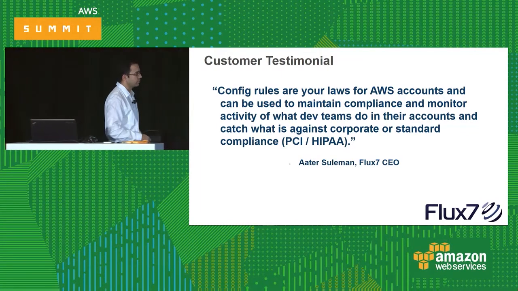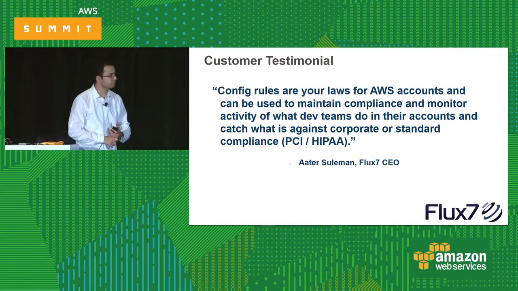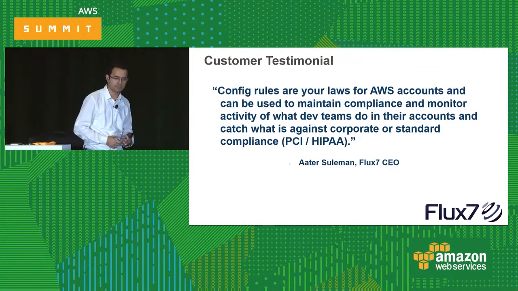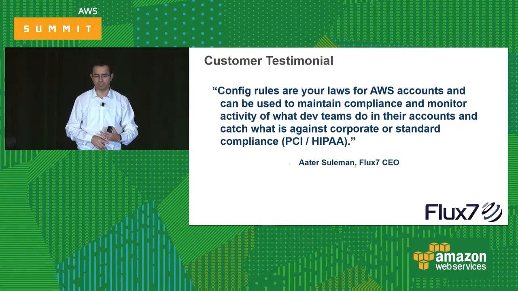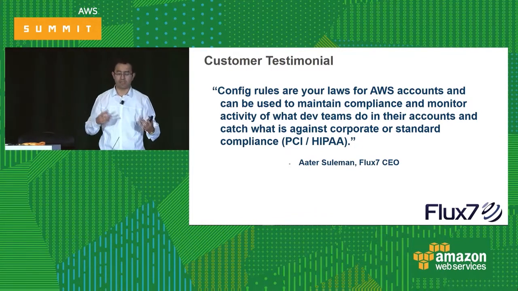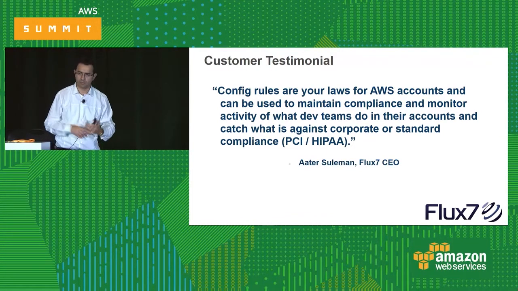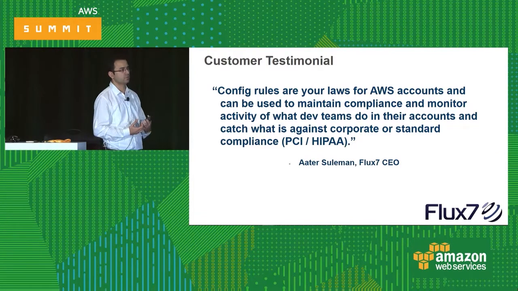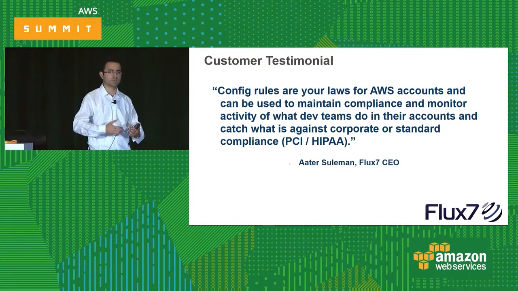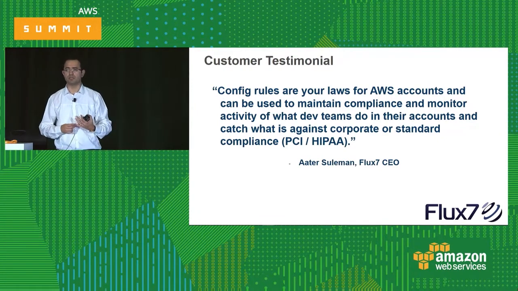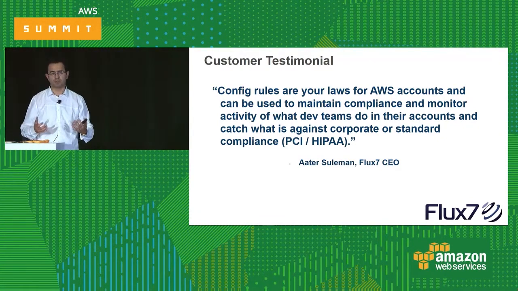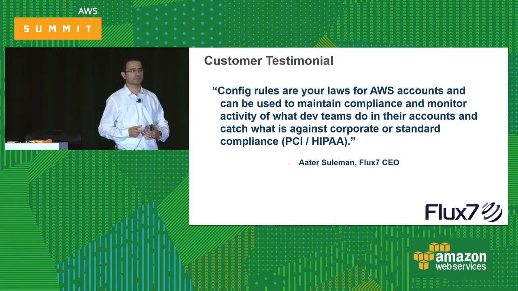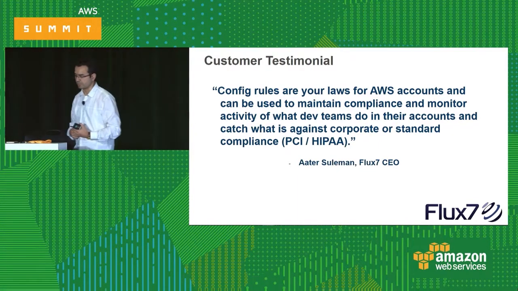Here's a customer testimonial from one of our customers, Flux7, who uses Config Rules. Config rules are your laws for AWS accounts and can be used to maintain compliance and monitor the activity of what the dev teams do in their accounts and catch what is against corporate or standard compliance. Many times, as I mentioned earlier, as your business grows, you hire new people, there is a learning curve. There are a lot of services in AWS, and the developers have to come up to speed with different services and make sure that they are using best practices. But many times that may not happen. So at least you have these checks and balances in place where we can identify misconfigurations and alert you if something needs to be fixed.